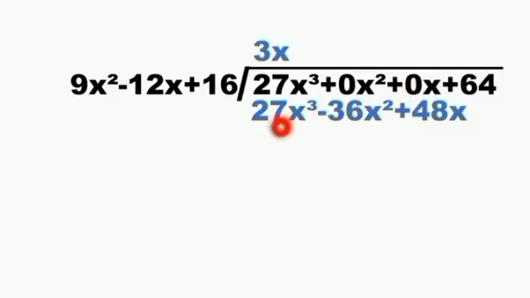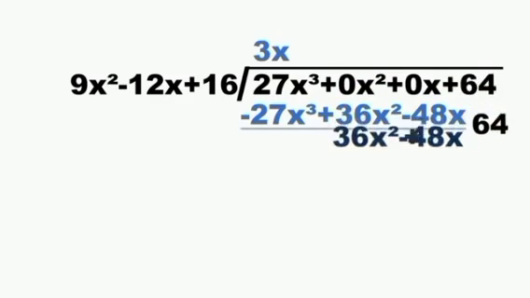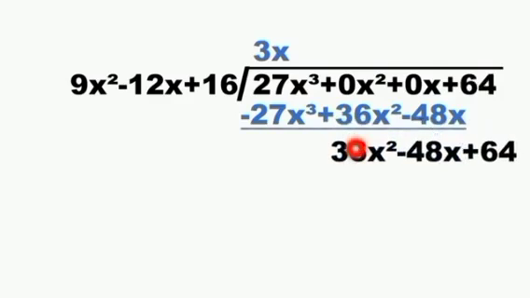So we are going to subtract, change the sign of the subtrahend. So this becomes minus, and this is a plus, and this is a minus. By subtracting, this is equal to 0, and this is plus 0. So this becomes 36x squared, and this becomes minus 48x, and bring down 64. So we have 36x squared minus 48x plus 64.